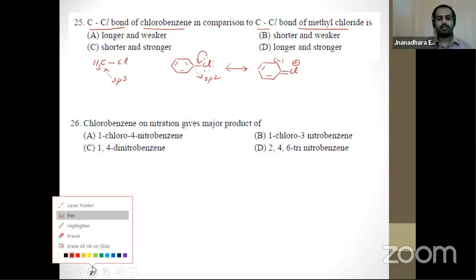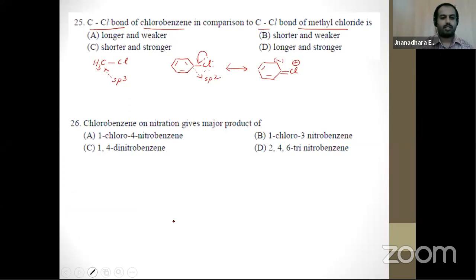See this? Let me highlight that. Let me get rid of the toolbar here. So here you have a carbon chlorine double bond, partial double bond, and we all know double bonds are stronger and shorter. If a bond is strong, then it is short. So carbon chlorine bond of chlorobenzene is shorter and stronger than that of chloromethane. So it's option C. Easy. I'm sure most of you would have given this as the answer.